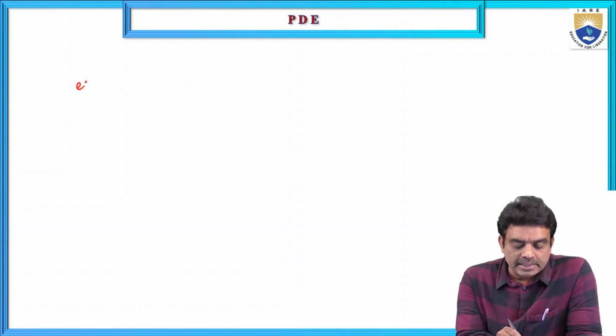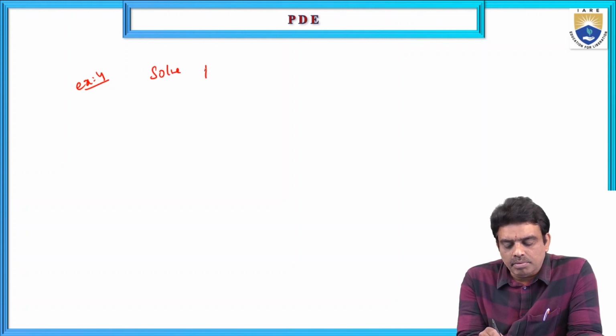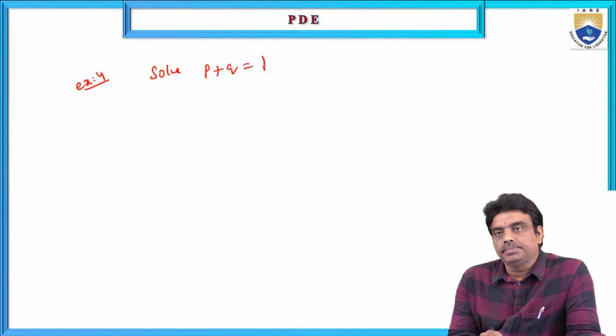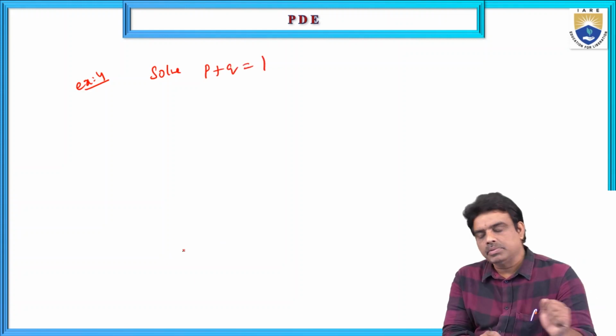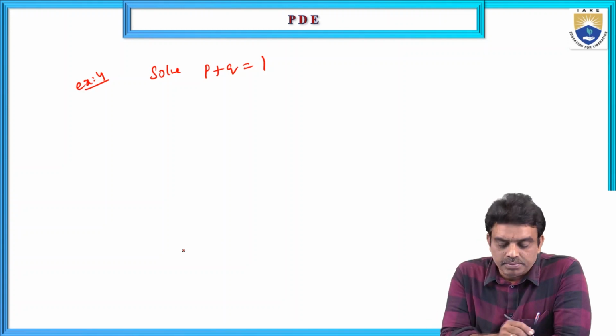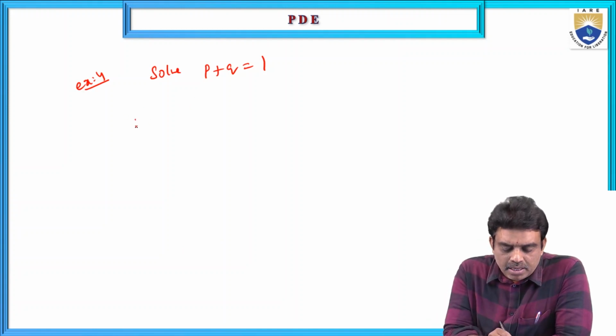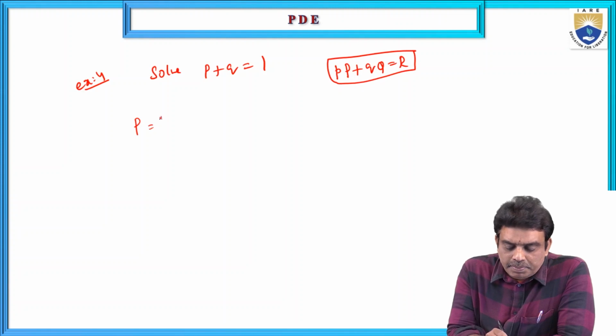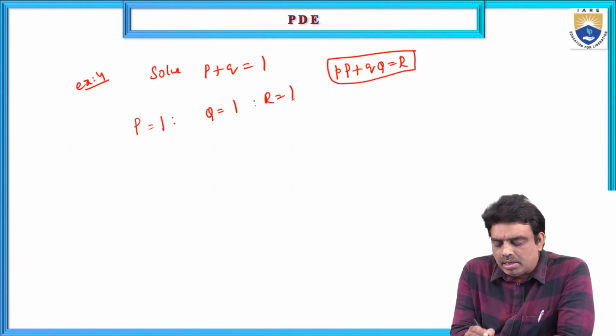Another example, take example number 4. Solve p plus q is equal to 1. Similar problem, solve p plus q is equal to 1. So what is P here? So the general format is small p capital P, small q capital Q is equal to R. So what is capital P here? 1, and capital Q also 1, and R is also 1.